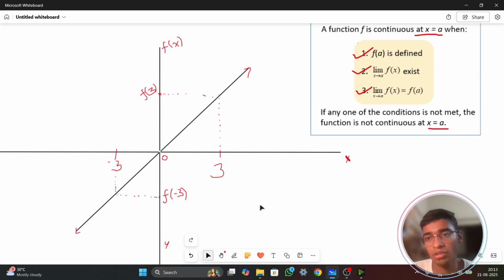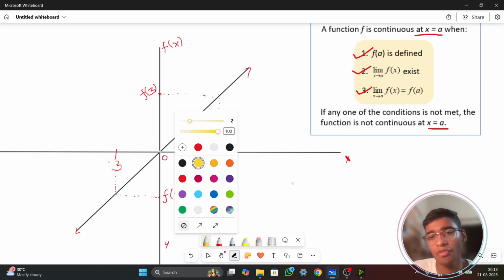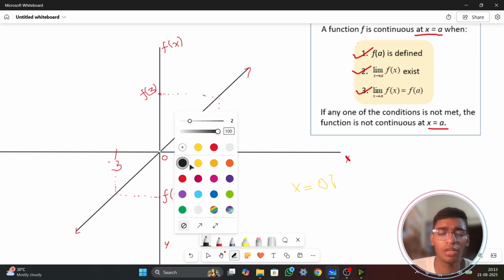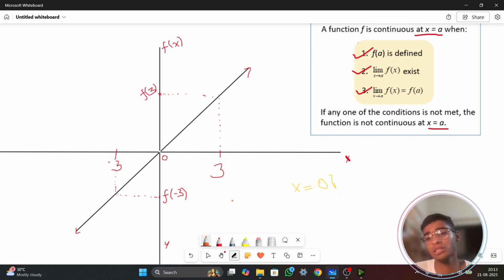So it is actually continuous at x equals 3 and x equals minus 3. But what if I ask you, is this graph continuous at x equals 0? You need to tell me. You can stop the video right here and think about whether it is continuous or not. So it is not continuous.